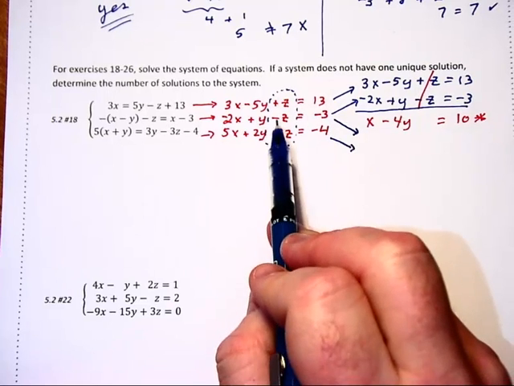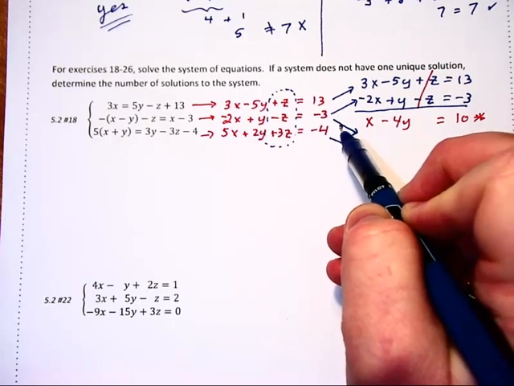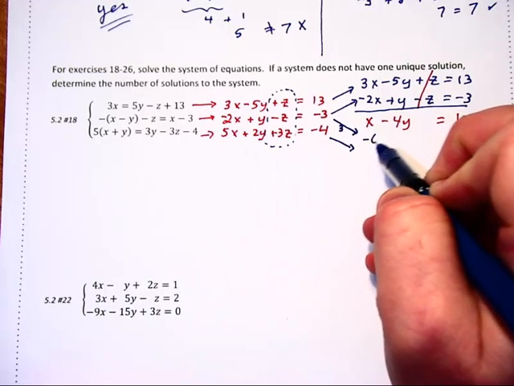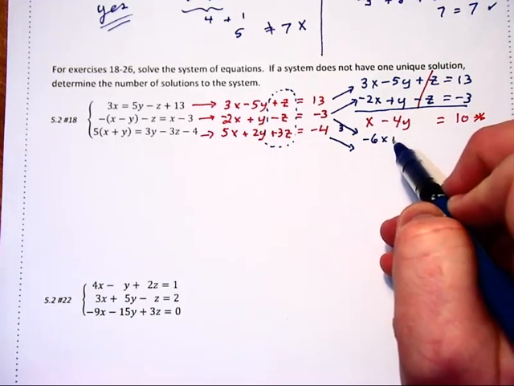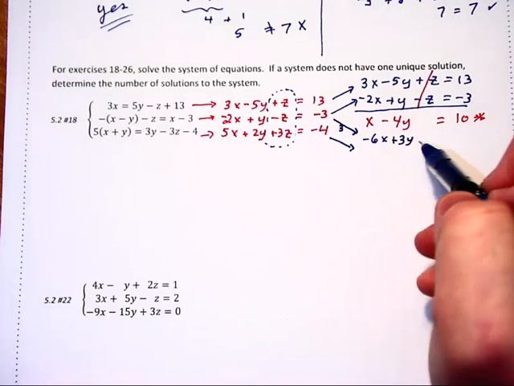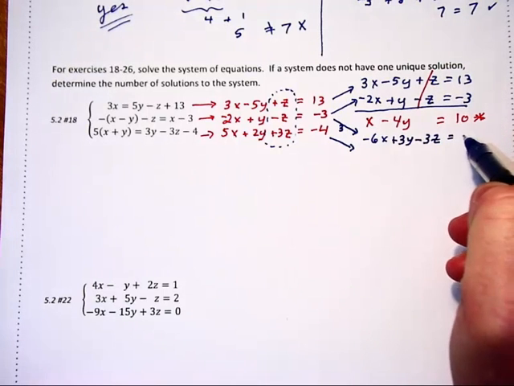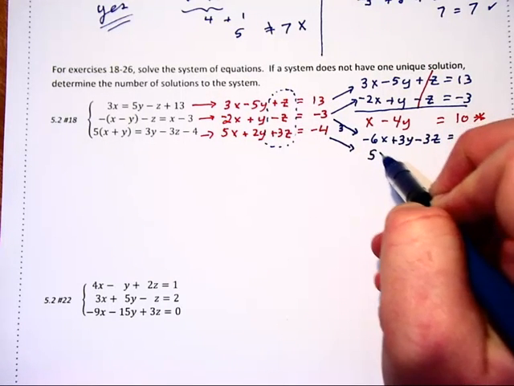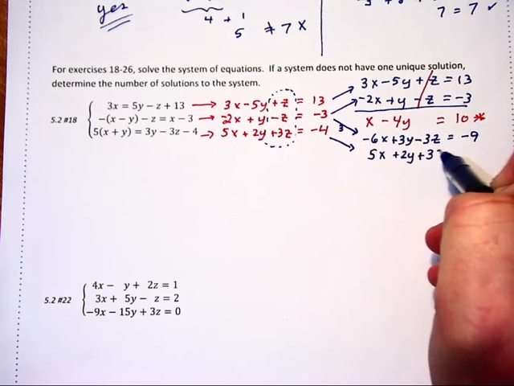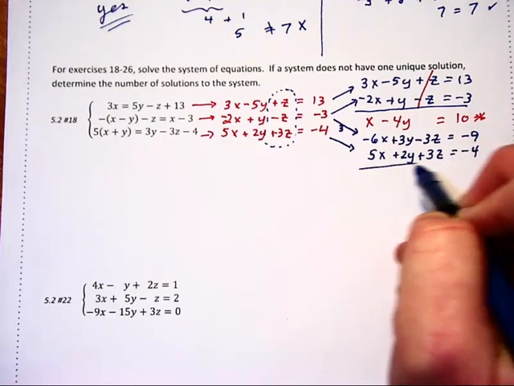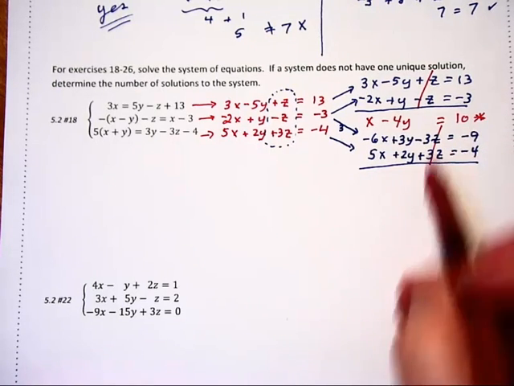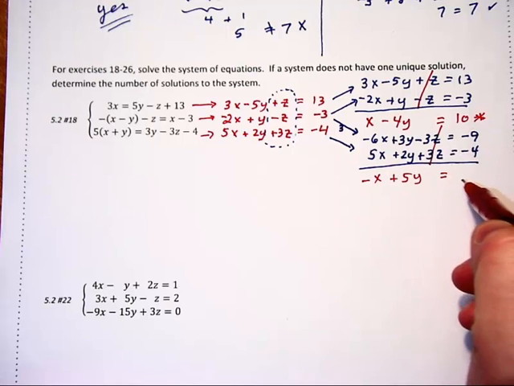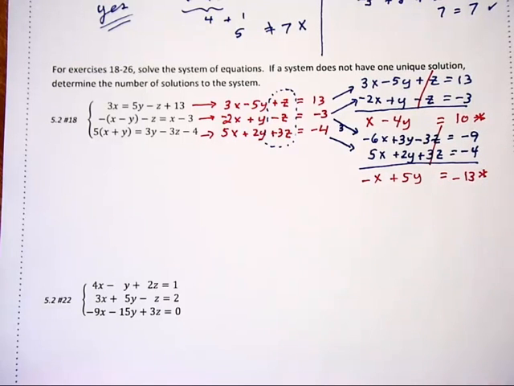But this time I need a negative 3z and a positive 3z, so that first equation is going to get multiplied by 3, or the middle one I should say. So negative 2 times 3 makes negative 6x. Y times 3 gives me plus 3y. Negative z times 3 makes negative 3z equals negative 9 on the right. This bottom equation is just going to slide over. We will have 5x plus 2y plus 3z equals negative 4. And adding down, we will have negative x plus 5y equals negative 13, and that will be our second equation we will need to deal with.